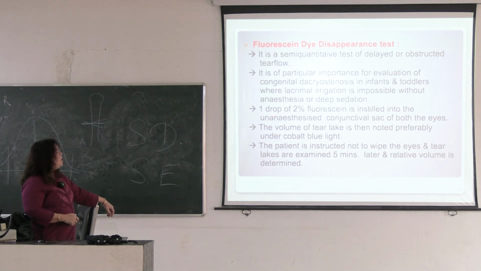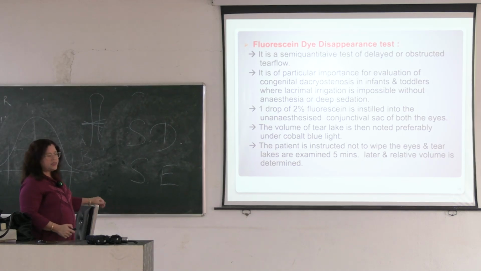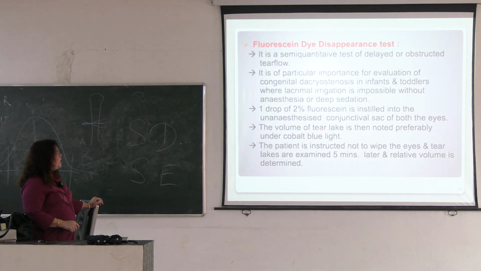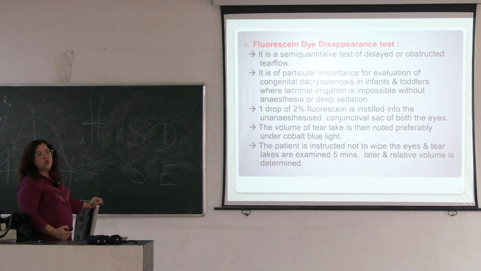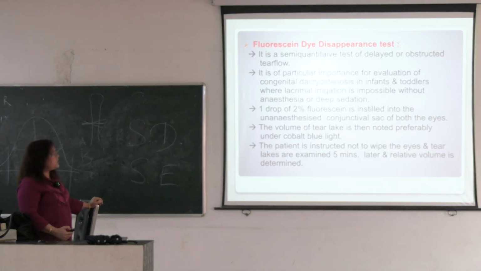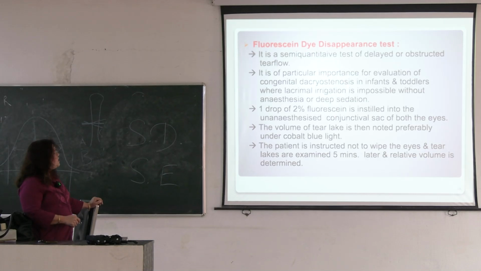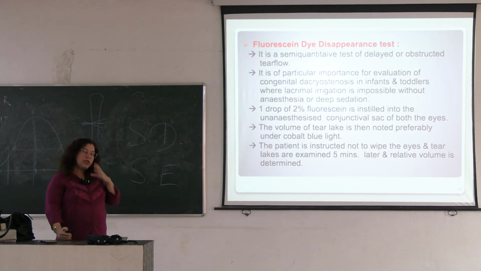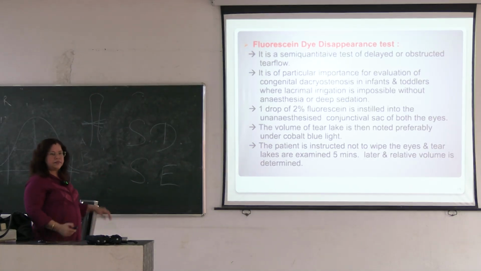In this, one drop of 2% fluorescein dye is instilled in the unanesthetized conjunctival sac in both eyes, the volume of the tear lake is then noted, and it is seen through the cobalt blue filter in the slit lamp examination, and after some time the dye disappears and the conjunctival sac is clear. So with this disappearance of the dye, there is patency of the sac.